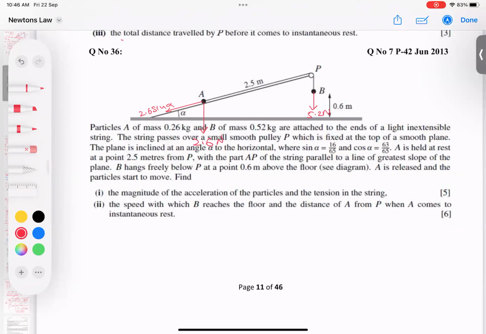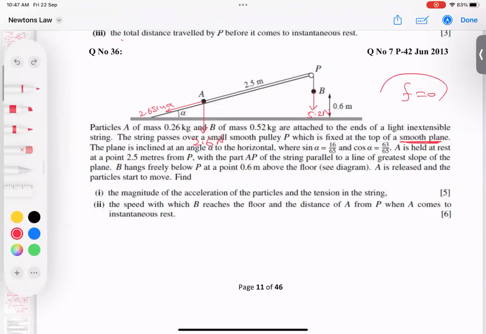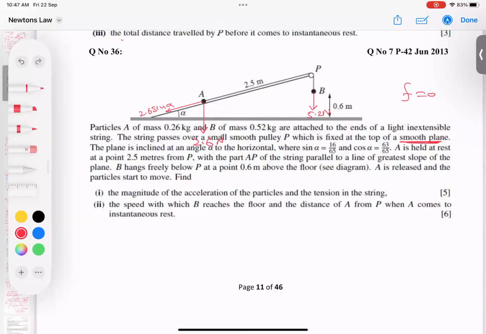Line number 2, the string passes over a smooth pulley. In our whole syllabus, the pulley remains smooth. Make sure there is no rough pulley in our syllabus, in whole mechanics. The plane can be smooth or rough, but he's saying the plane is smooth, so 100% friction is zero. We have R upwards and the weight component downwards, 2.6 cos alpha. There is no need to make the R component, because there is no friction.